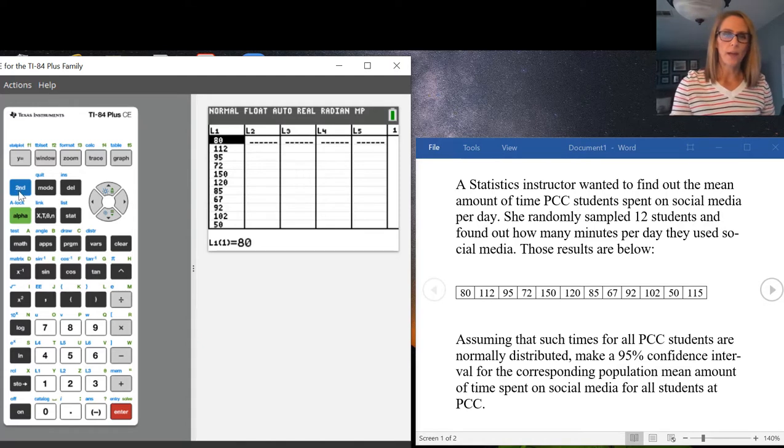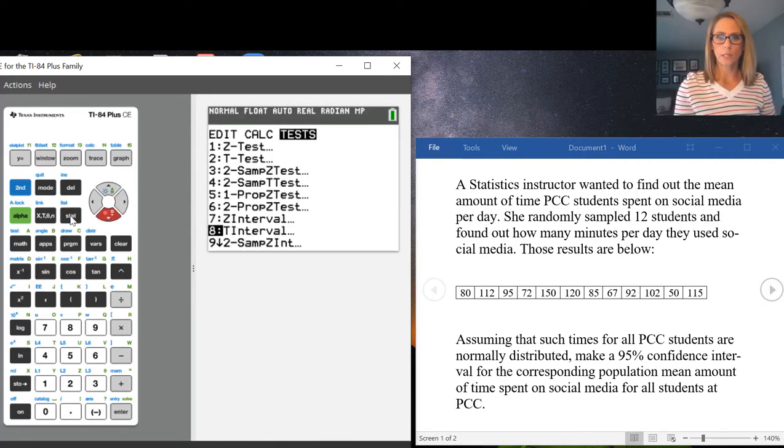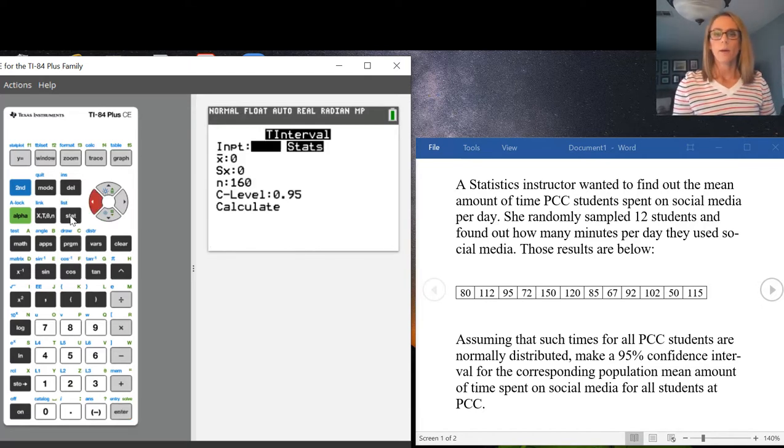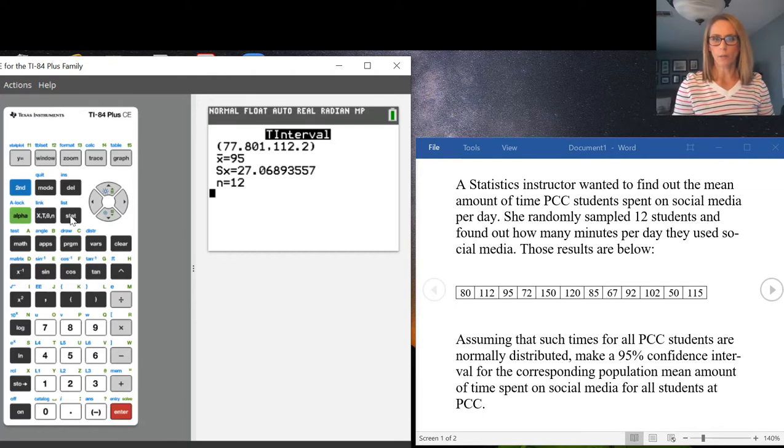So now when I go back to stat, over to test, and down to t-interval, now I'm just going to highlight data and press enter. And now all I need to tell the calculator is what list the data is in, which is list 1. Frequency, that's always going to stay 1 for our purposes. Leave it, don't touch it. Confidence level, we are told 95%, so we want to write 0.95, and then we calculate.